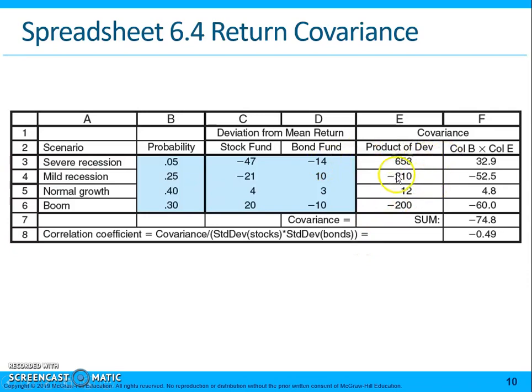After we multiply the probabilities, we add those up and we get a covariance of negative 74.8. And then we calculate the correlation coefficient, which is simply the covariance divided by the two standard deviations multiplied together, and we get negative 0.49. So this is the reason we're able to reduce the standard deviation by combining the two portfolios.